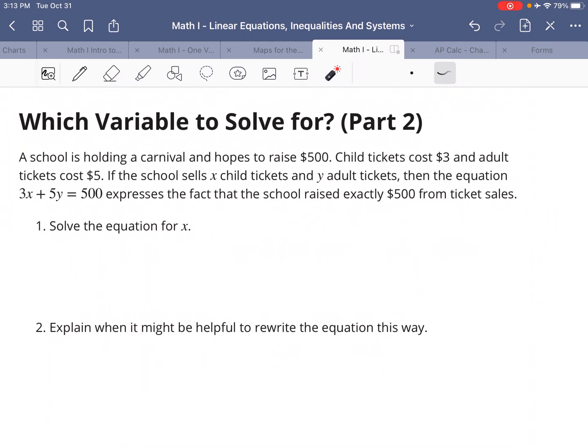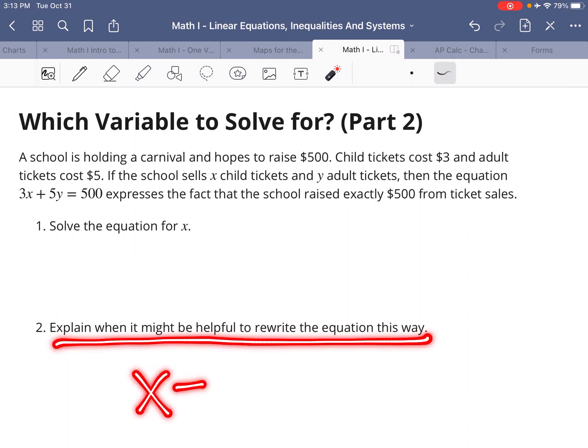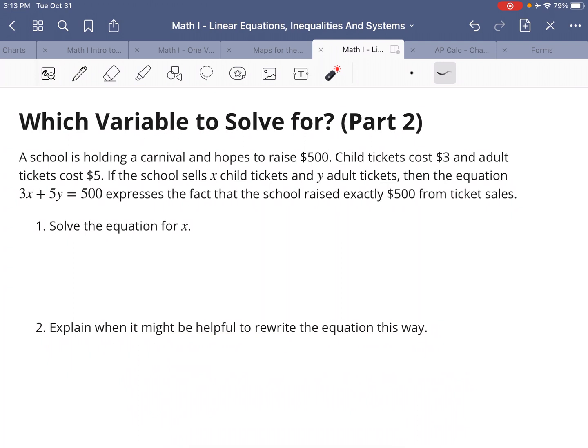Now, the big question is, when might it be helpful to rewrite the equation this way? Well, you're going to get x equals stuff with a y in it somewhere. What is x? What is y? X is easy to find if y is known.